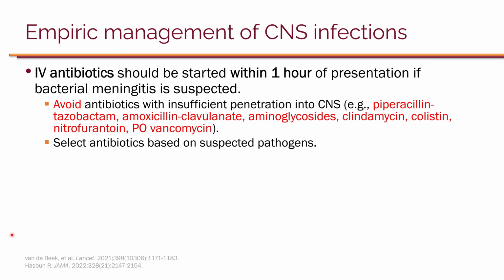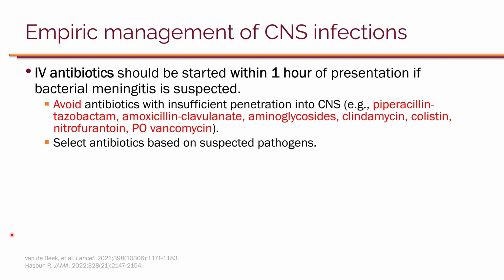Antibiotics with insufficient penetration into CNS should be avoided. Those include piperacillin tazobactam, specifically because the tazobactam part does not penetrate the CSF. Amoxicillin clavulinate, again, the clavulinate component will not penetrate into the CSF. Aminoglycosides in general have poor penetration to the CNS, so they should not be used as monotherapy, but they can be used in combination with other antibiotics because of synergy.